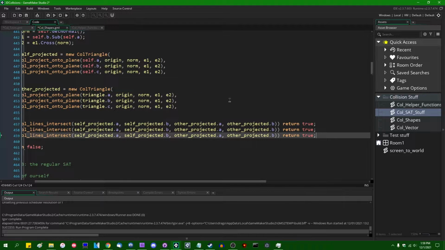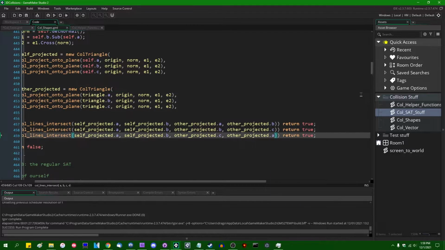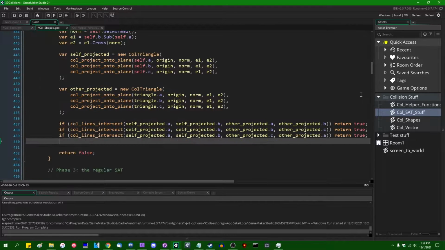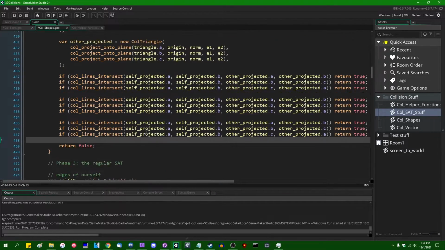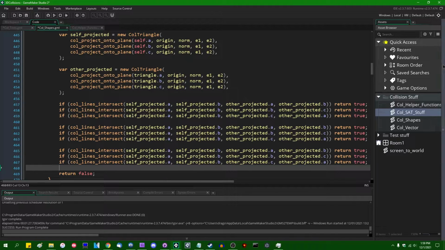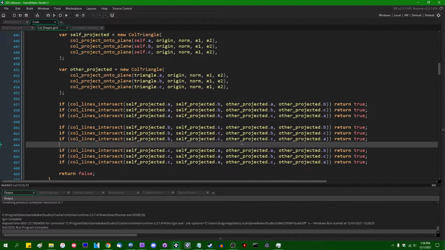And now let us do this again for all of the other 8 pairs of line segment intersections. This is going to be a bit like the 3 axes of separation down here, in that we're crossing one into the other, but it's not going to be quite as short as the other code was. I keep typing D instead of A.